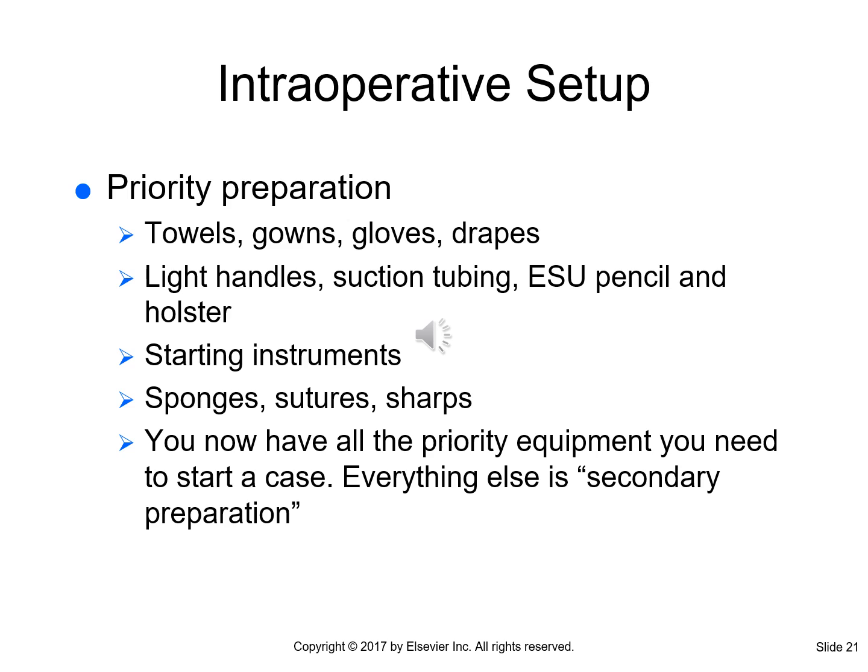Obviously, your light handle, suction tubing, ESU pencil, and holster, all that needs to be set up. It's part of the count, so you want to organize it so when you count it, like we're teaching you, the circulator can visualize it during the count. So definitely make sure you have all of that together.